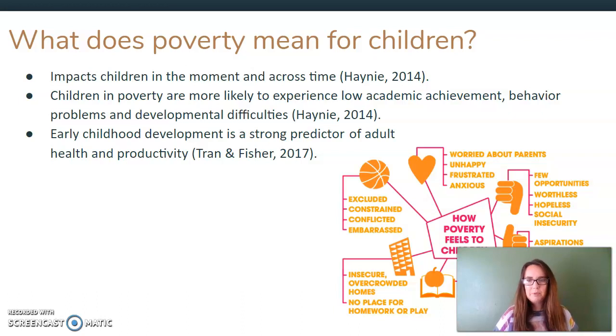It also can predict how successful a student will be as an adult in regards to their health and their productivity. If a child is living in poverty and that's been a generational thing, it's harder for them to get out of that cycle of poverty and look for a better paying job, continue post-secondary education, different things like that.